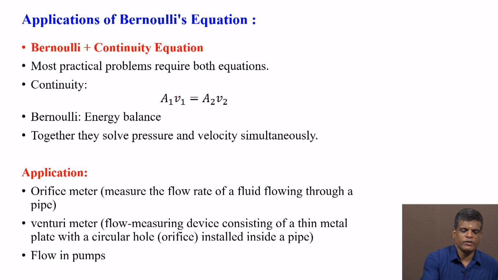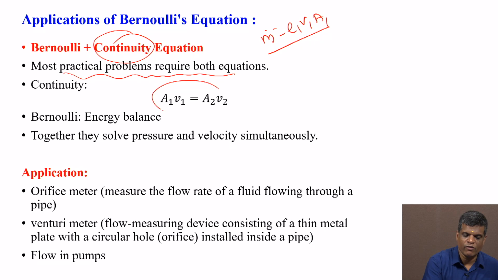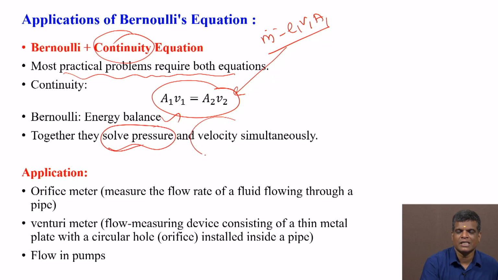Along with Bernoulli, the continuity equation we already discussed: m dot equals rho1 V1 A1, the mass flow rate. In most practical problems both equations are used, the continuity equation and the Bernoulli equation for energy balance. Together they solve the pressure and velocity simultaneously.